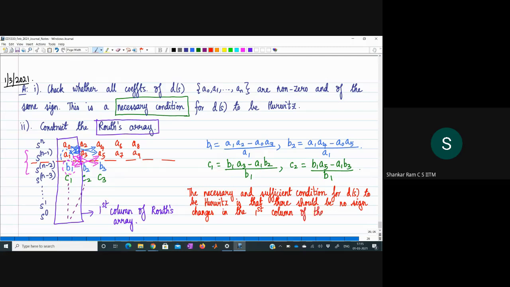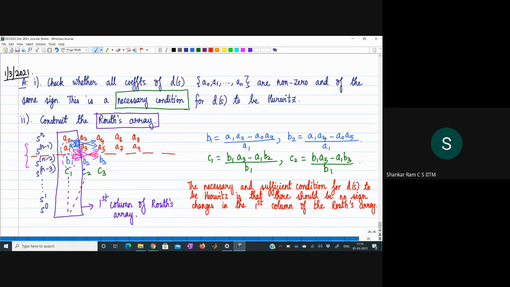So the first column of the Routh array should have all coefficients non-zero and of the same sign. Then the polynomial D(s) is Hurwitz, or in other words, all the roots of that polynomial will be in the left half complex plane. And this is what is called the Routh stability criteria, or the Routh criteria, as applied to control theory.